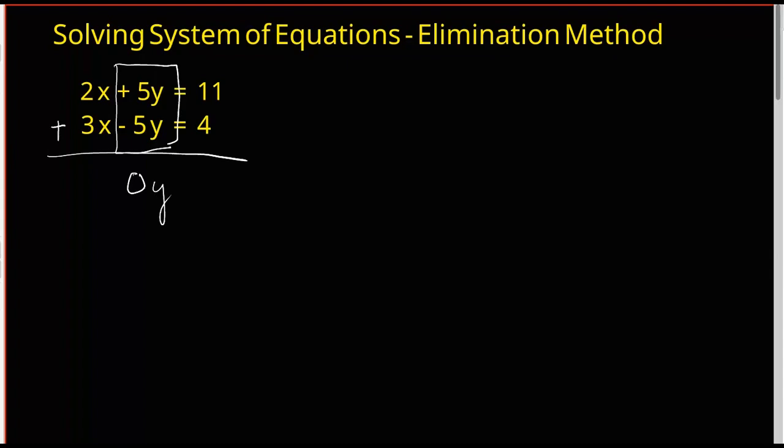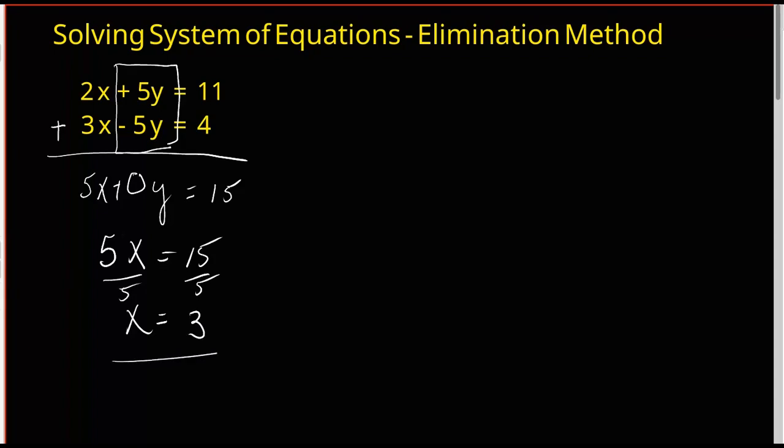Okay, since I'm adding, I'll say 2x plus 3x is 5x plus 0y equals 15. Okay, so if I just ignore this 0y, I have 5x is equal to 15. Divide both sides by 5. So x equals 3. Okay.